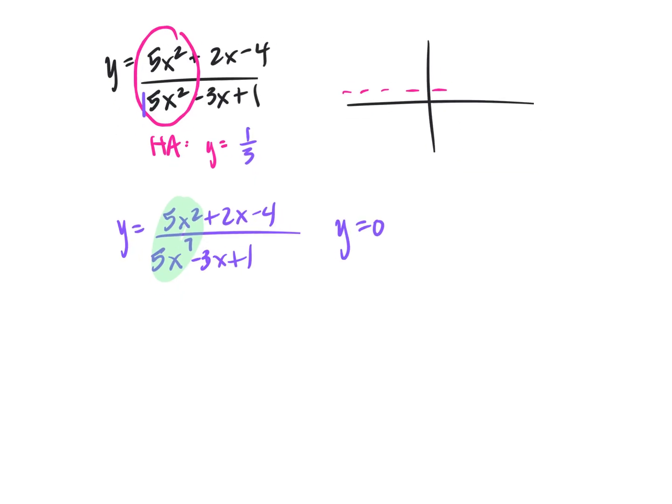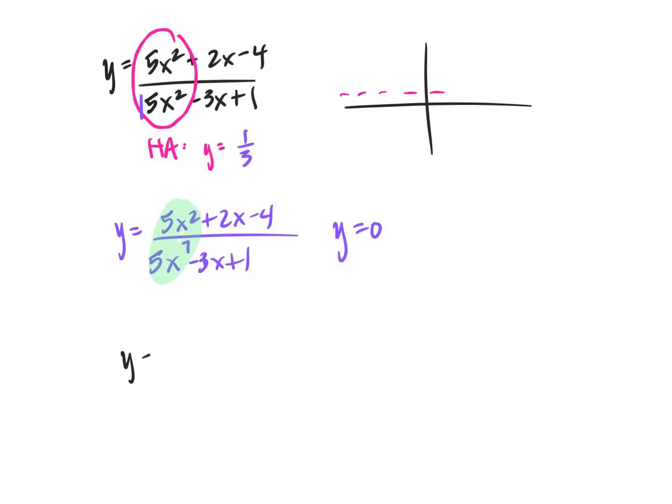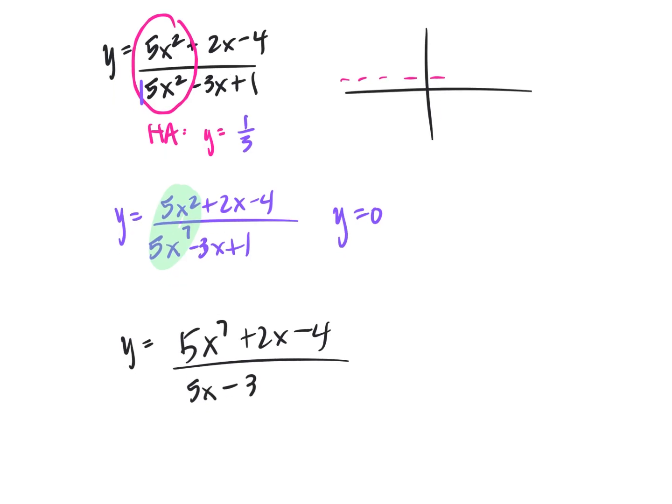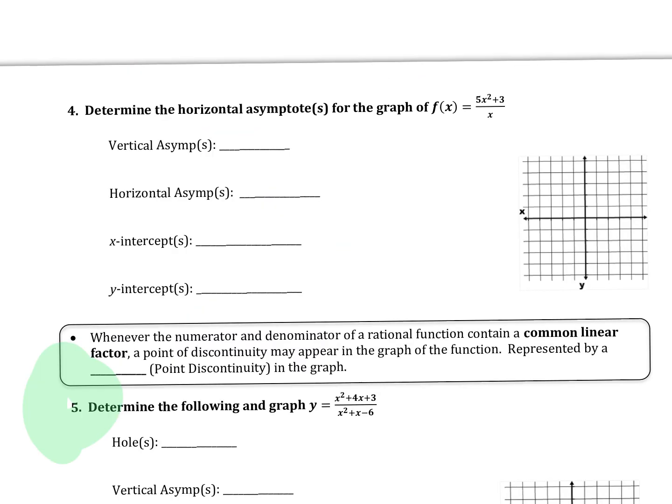Sound good? And then the last one, what if it was 5x to the 7th plus 2x minus 4 over 5x minus 3? What if the exponent in the top is bigger? There is no horizontal asymptote. Very good. So with that being said, let's try this number 4 up here.